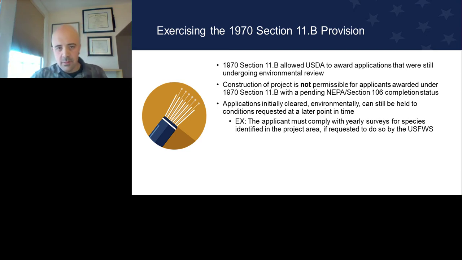So the new provision was a change at 1970 Section 11B. This allowed the administrator to obligate projects subject to the completion of environmental requirements. That includes the Section 106 process, as well as fish and wildlife consultations. One thing that applicants cannot do is commence construction. So it's important that applicants are aware that you cannot move to the construction phase of your project if the environmental has not been completed.